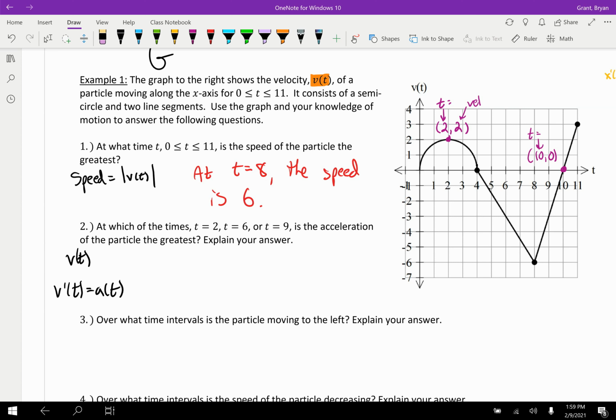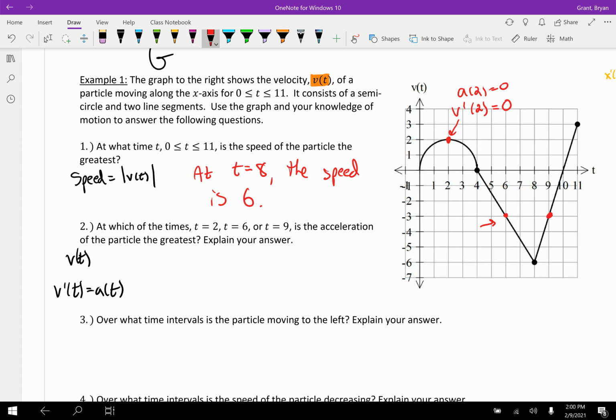So let's look at those 3 values that they gave us, 2, 6, and 9, and think about slopes. Here is 2, 6, and 9. Looking at this point, if I wanted to find V prime of 2, we'd think about the slope right there. That's a flat point. That slope is 0. V prime of 2 is 0, which means the acceleration at 2 is 0. The particle is not accelerating at 2.